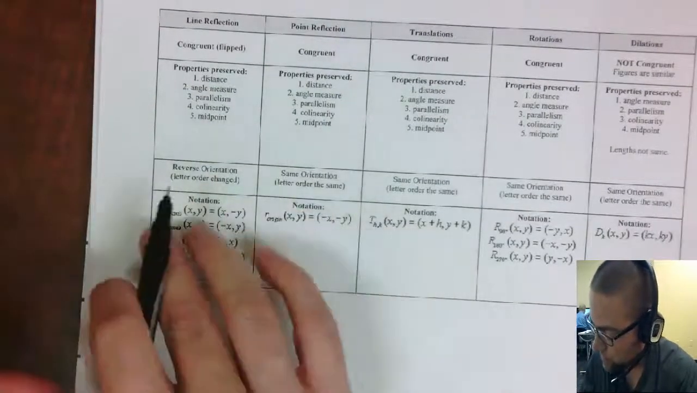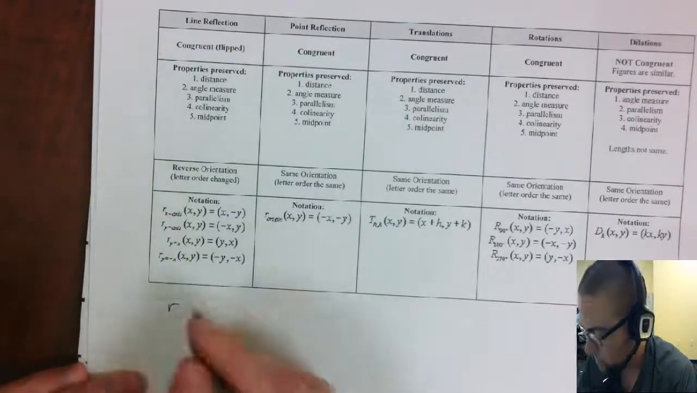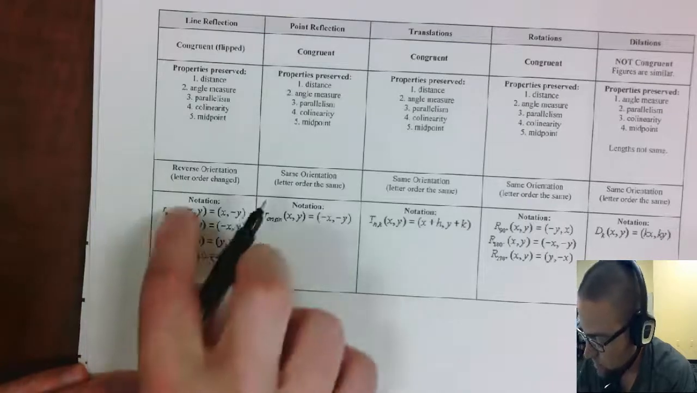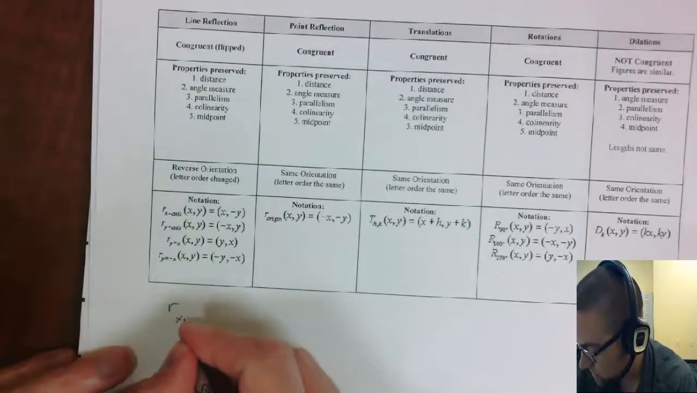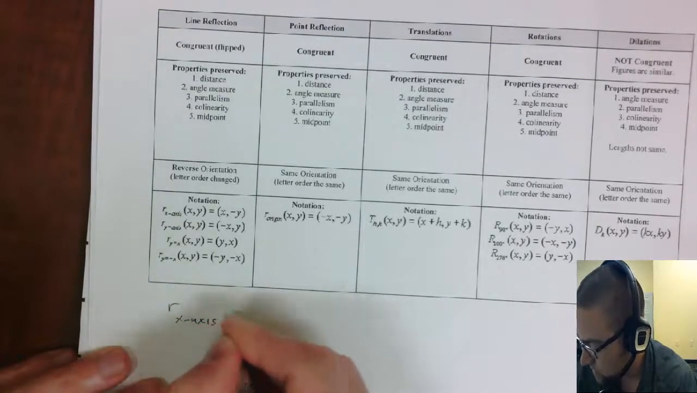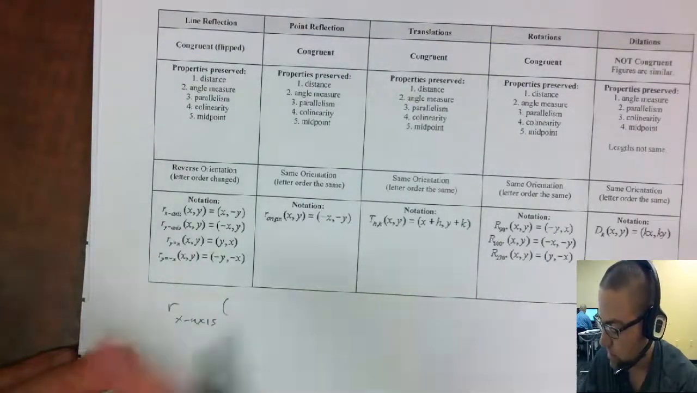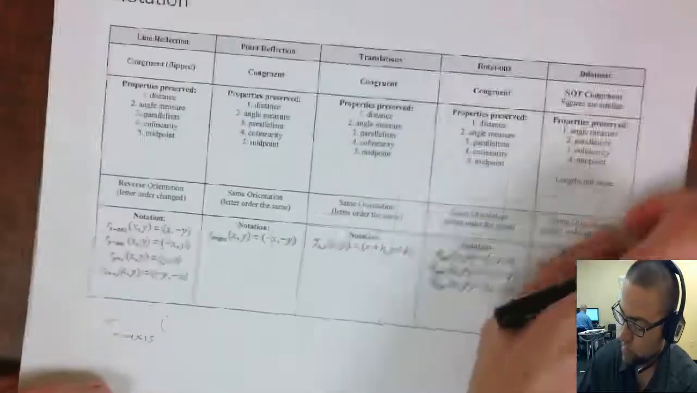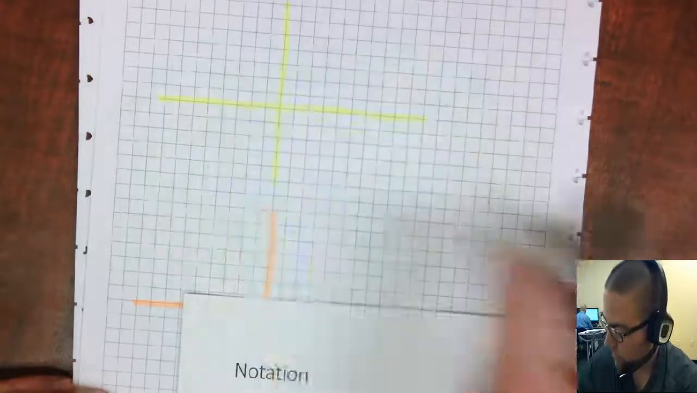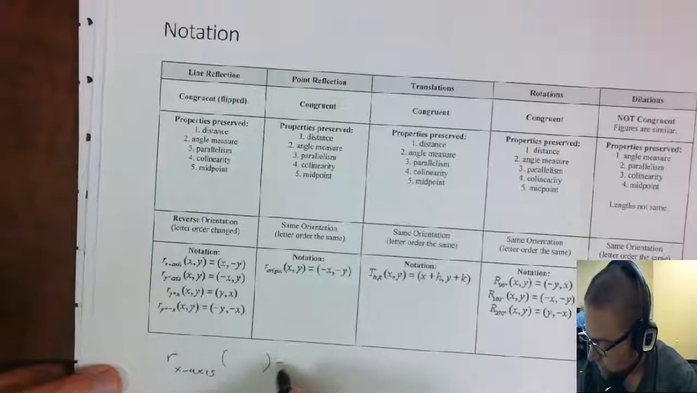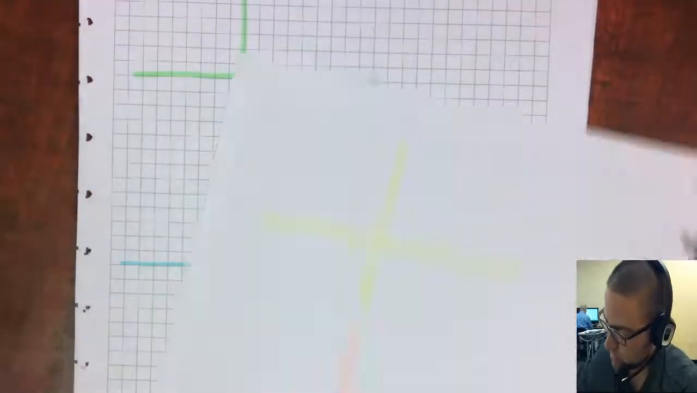So for reflection, we use this letter R with a subscript, and the subscript says what line we are reflecting across. So in this case it's the x-axis. So R sub x-axis of this point, so we're going to reflect this point x, y. So we're talking about some general point, x and y, and it could be anywhere. Then the result is this new point, right? So let's just do an example.